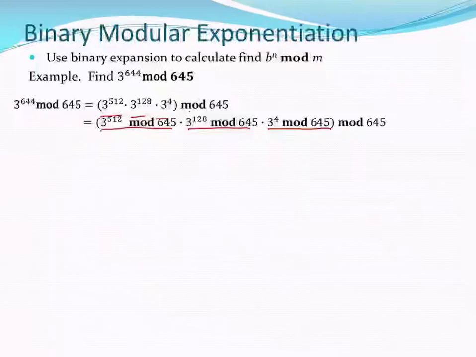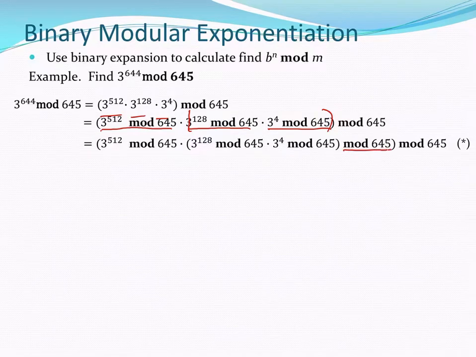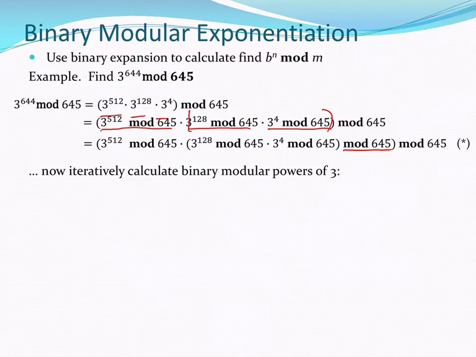But also note that we have another product in here. 3 to the 128 mod 645 times 3 to the 4 mod 645, we can take the modulus of that to keep these numbers small, and that way we're only multiplying two numbers that are less than 645 each time. This star here represents a substitution we'll make in just a moment. Now let's figure out how to calculate all the binary modular powers of 3. We're just going to use an iterative approach where we substitute earlier powers of 2 as the exponent to get the next power of 2 exponent of 3.